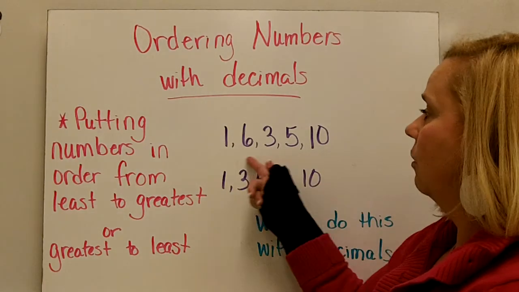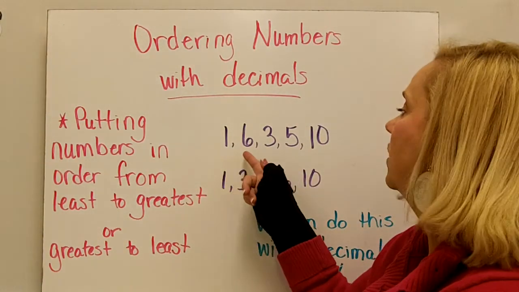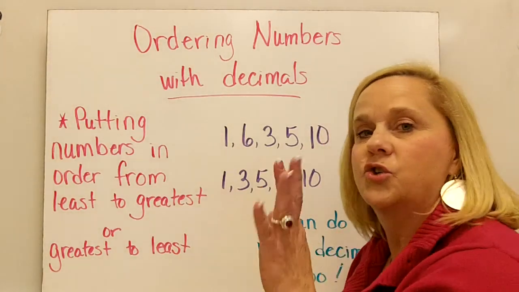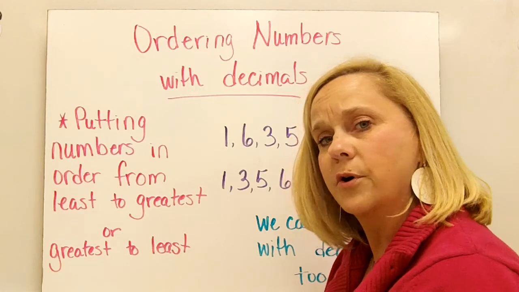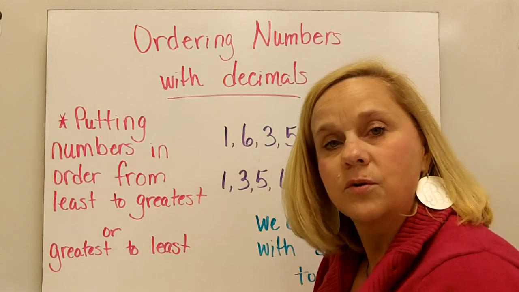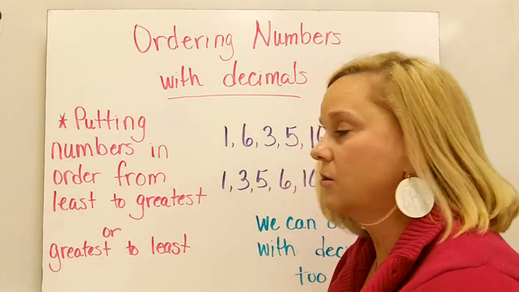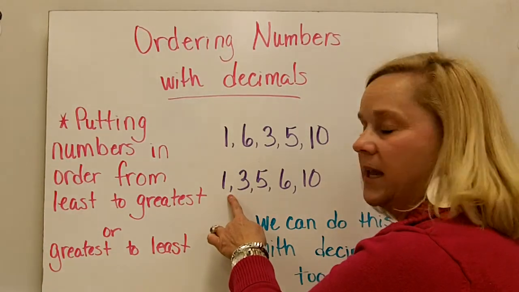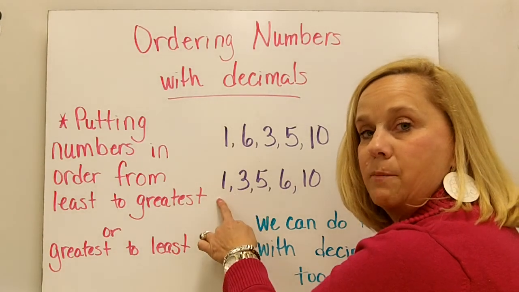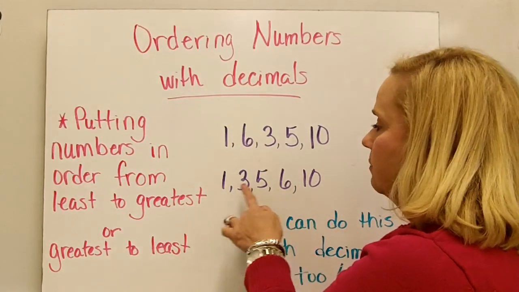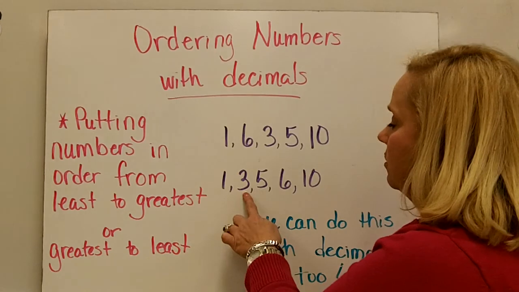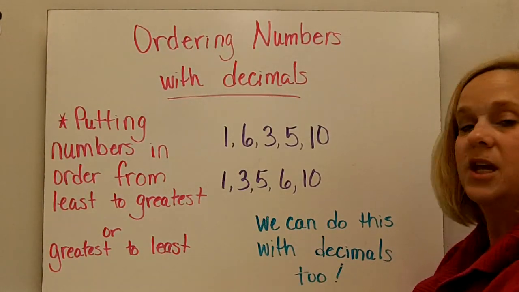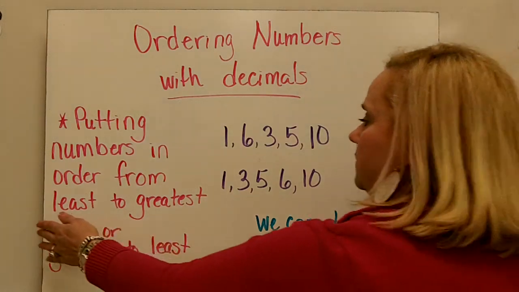Now, if you look at these whole numbers right here, I have a list of 1, 6, 3, 5, and 10, and those numbers are just written in a list. They're not in any kind of order. So if I wanted to put those numbers in order from the least to the greatest, I would start with the smallest, which is 1, and then I would keep moving, and my numbers would keep growing from the smallest all the way to the largest number. So I would order them 1, 3, 5, 6, and 10. Now we can also do this with decimals.